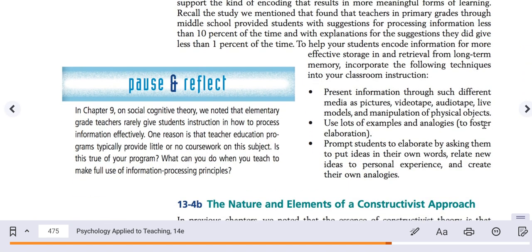Present information through such different media as pictures, videotape, audio tape, live models, and manipulation of physical objects. Use lots of examples and analogies to foster elaboration. Prompt students to elaborate by asking them to put ideas in their own words, relate new ideas to personal experience, and create their own analogies.